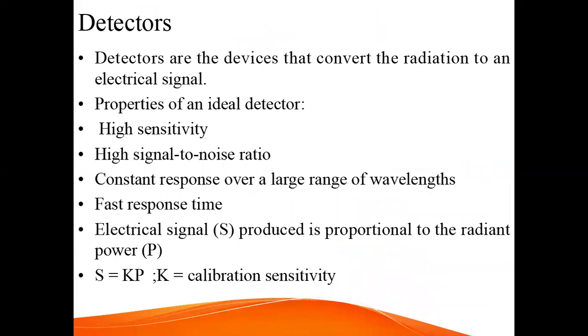Detectors. Detectors are devices that convert radiation to an electrical signal. The properties of an ideal detector are: high sensitivity, high signal to noise ratio, constant response over a large range of wavelengths, and fast response time. The electrical signal produced is proportional to the radiant power: S equals kP. S is the electrical signal, P is the radiant power, and k is the calibration sensitivity.